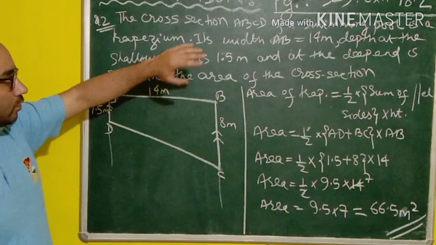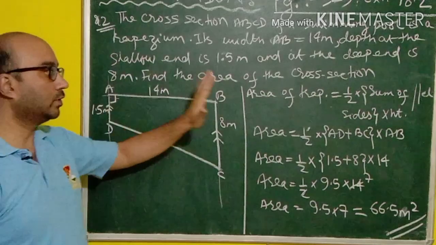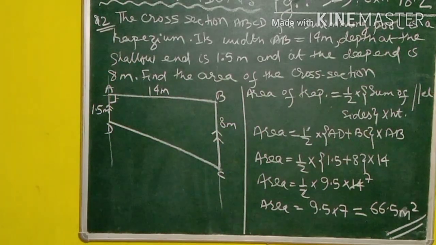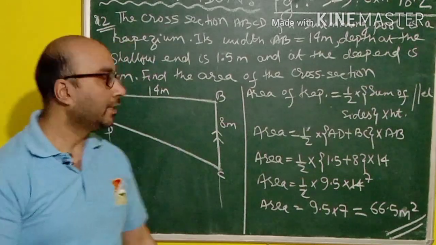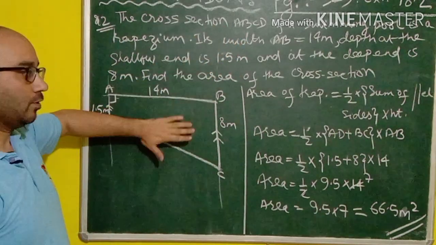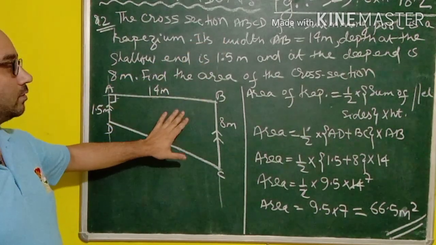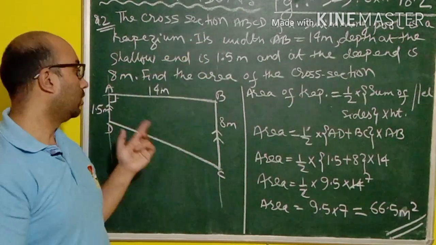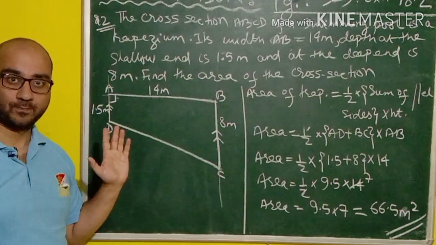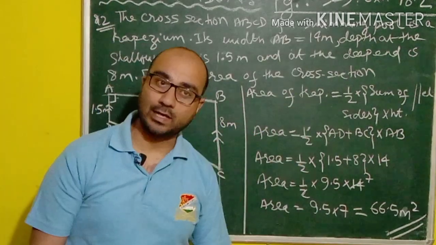Please try to correlate this problem with this figure first, and then we'll go to the solving part. So please have a look. I hope you have established a relation between the figure and the solution: the meaning of cross section, how these two are the parallel sides, and how this 14 meter becomes your height. We'll be needing this when we calculate the area of the trapezium.